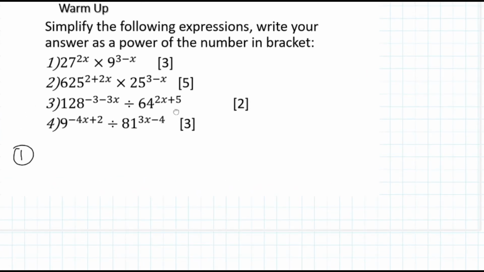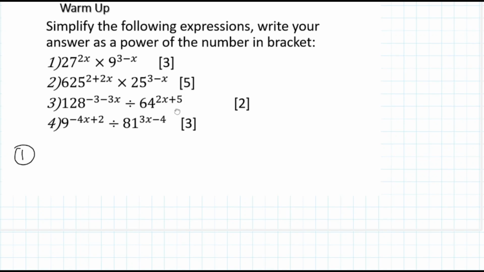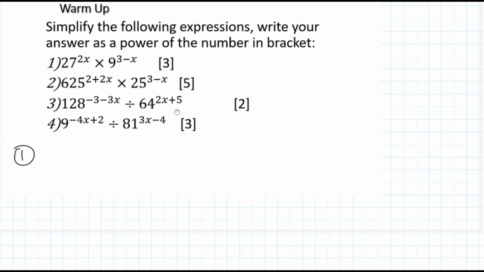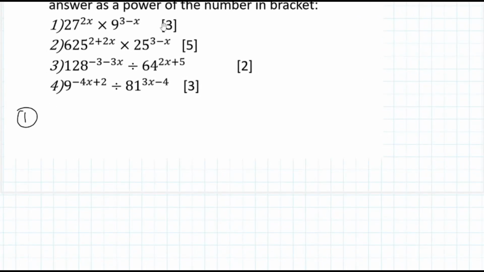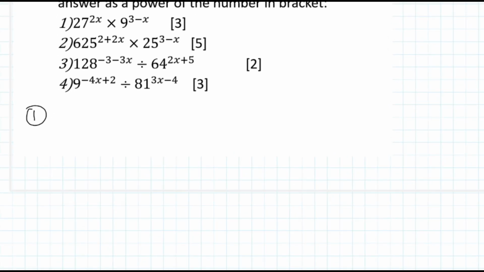Simplify the following expression. Write your answer as a power of the number in brackets. For number one, you write your answer as a power of 3. For number two, you write your answer as a power of 5. For number three, you write your answer as a power of 2. We are just going to take number 1 and 2 because of our time. So we have a lot to do.